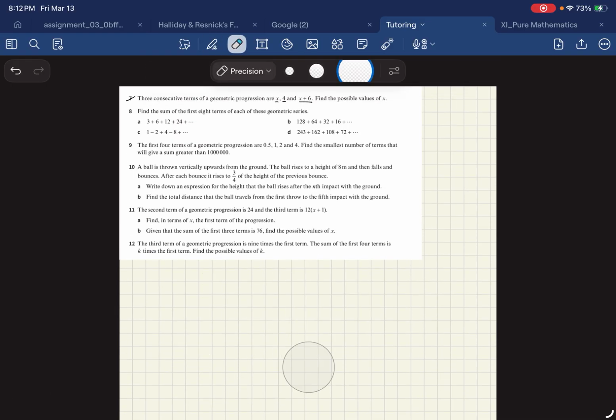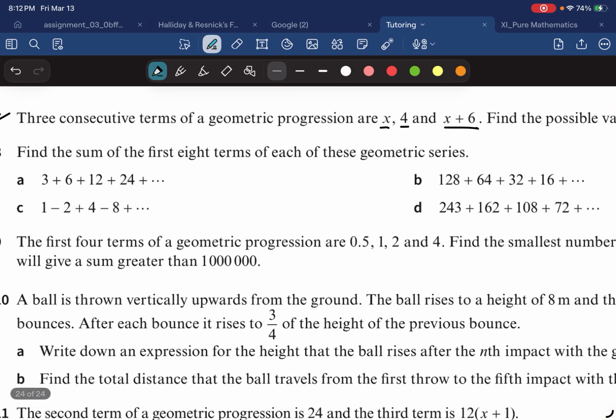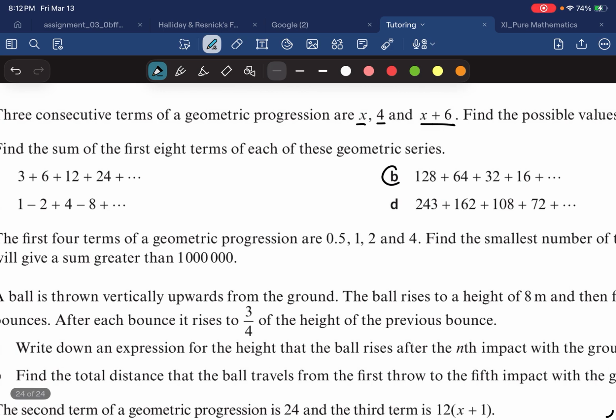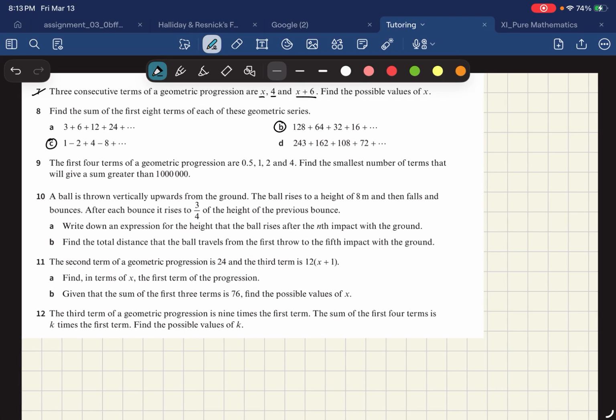So it says question 8. So we're going to be doing, I'll actually skip A. So I'll let you try A on your own. So we're going to do B, we're going to do C, and I'll let you try D on your own. So 8B.